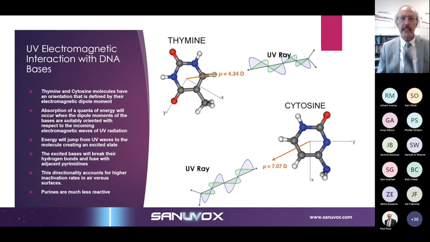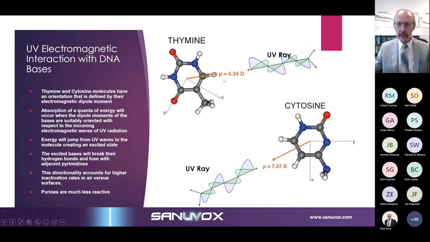Ultraviolet electromagnetic interaction with DNA bases. This occurs primarily for thymine and cytosine molecules. Both of these pyrimidines have what is called a dipole moment, an electromagnetic dipole moment. Each molecule has a positive end and a negative end, and somewhere in between there is a point at which the dipole moment can be identified. The absorption of quanta of energy will occur when the dipole moments of the bases are suitably oriented with respect to the incoming electromagnetic waves.